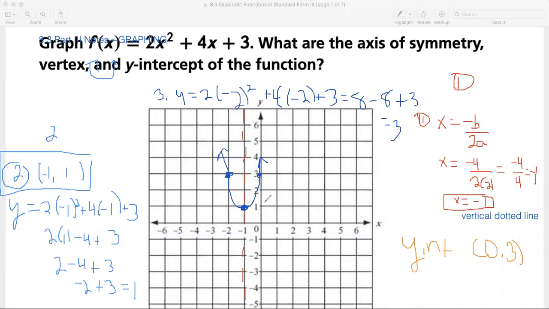Okay, that's it. That's all you have to do to graph. Please make it easy. Please notice I didn't even make an XY table. If you simply follow the instructions, find the axis of symmetry, the vertex, and the y-intercept, your parabola builds itself.